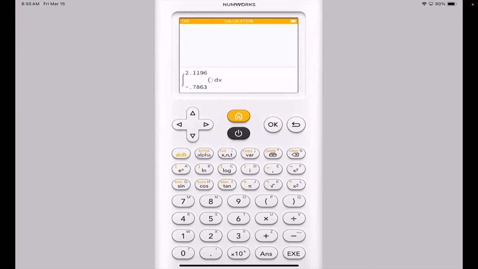Top was negative 3x squared plus 5, minus, parentheses, negative 4x, close parentheses, enter. We get the area is 12.269.